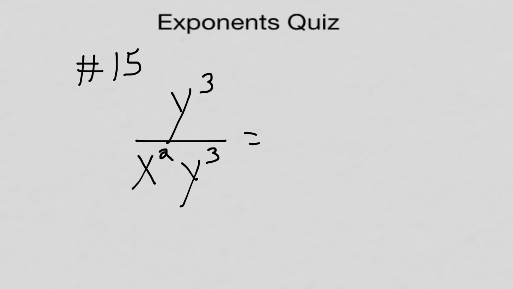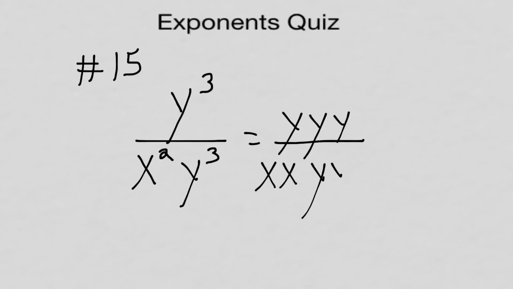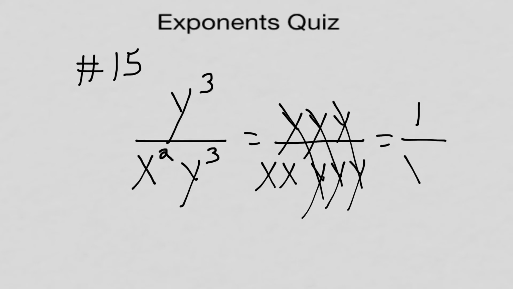Number 15, this problem is almost identical to number 14. I've got y cubed over top of x squared y cubed. I'm going to elaborate on this a little bit. This is y times y times y on the top, and x times y times y times y on the bottom. I hope you see that all the y's cancel out. On top, again, it's not 0. You're left with a 1 on top and x squared on the bottom.